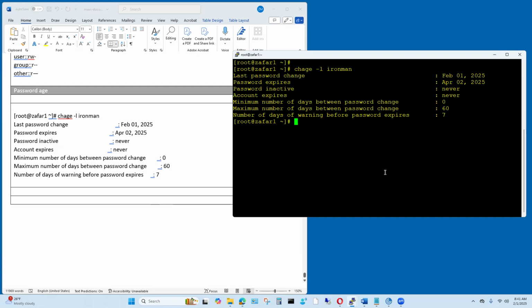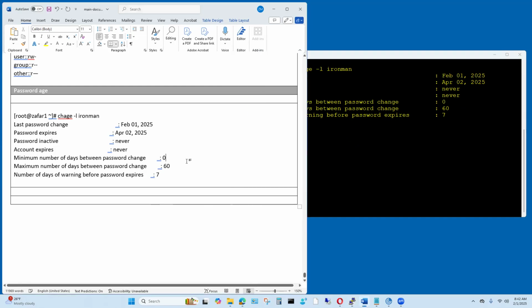Still the same thing for me. It didn't change, even though you changed the password? Yeah. Never? Oh, yeah. I don't know why it's doing that. Something's wrong. February 1st, 2025.